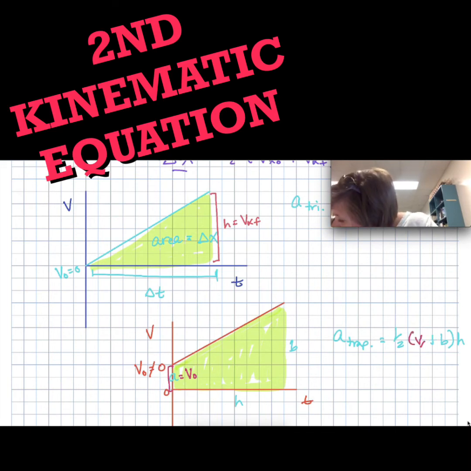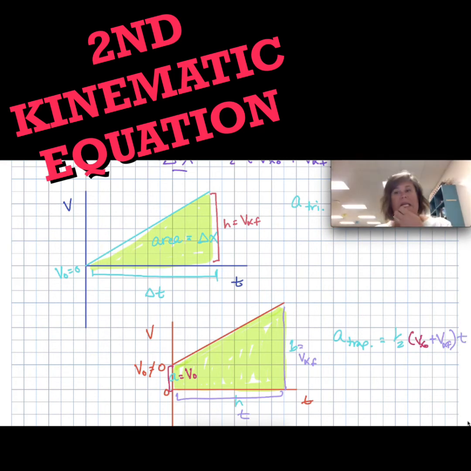A would be the initial velocity. B here would be the final velocity. So we're going to substitute the final velocity here in for B. And then the H here would be our change in time. So we're going to substitute our change in time here.